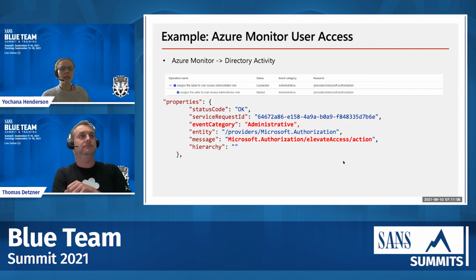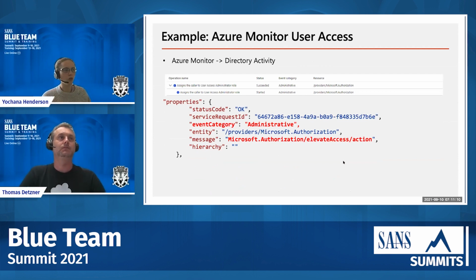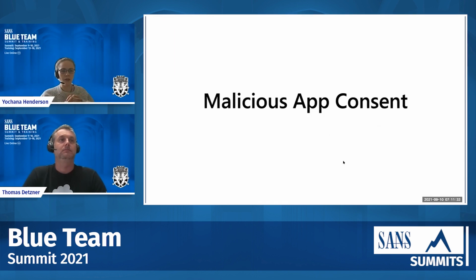Okay, again, this is just an example of the user access toggle in Azure AD, and this can be found in Azure Monitor under directory activity. The event category is administrator, and as you can see, the message is from the elevate access action. So this is what you need to be alerting on for that change.